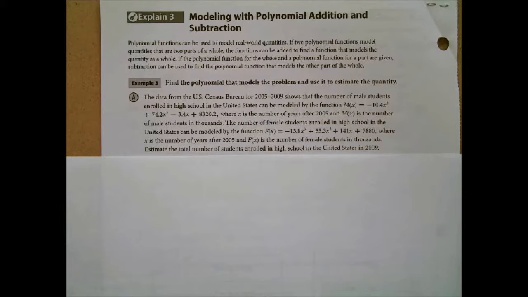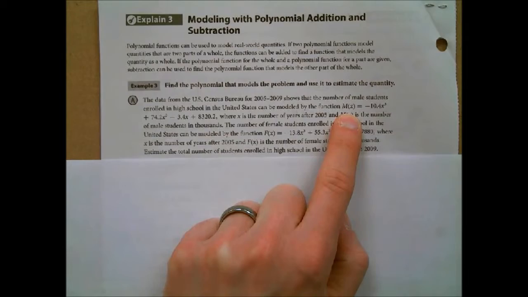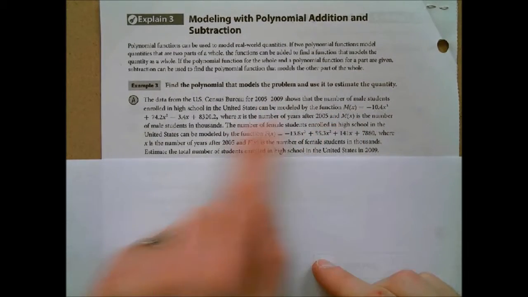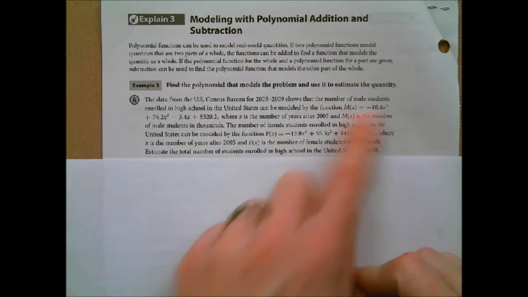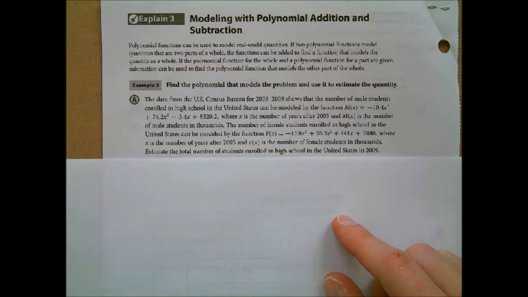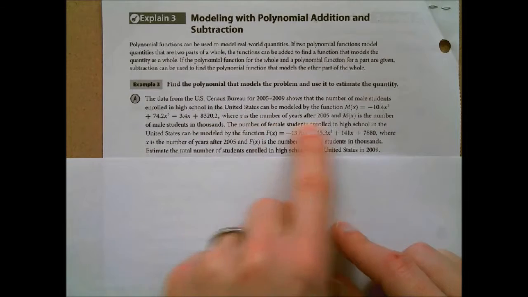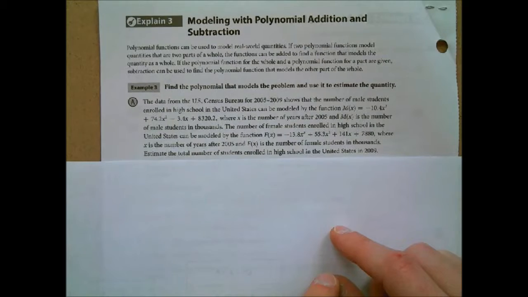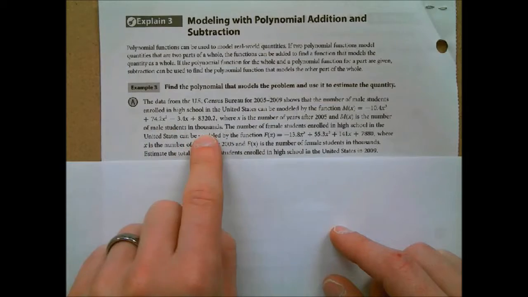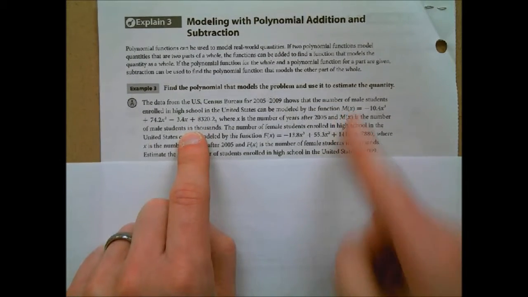So big picture, what is this function m of x? This function m of x is just the number of male students in high school in the United States, given the year, some number of years after 2005. So if it was the year 2005, you'd plug in 0. If it was the year 2006, you'd plug in 1, because x is the number of years after 2005. If it was the year 2007, what would we plug in for x? 2, and so on and so forth. You get the idea? And it's number of students in thousands, so your answer would be in thousands. You have to multiply by 1,000 to get the actual answer.